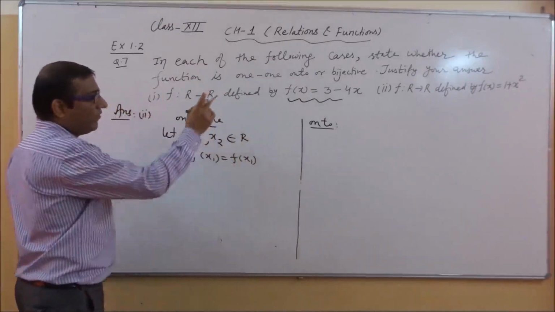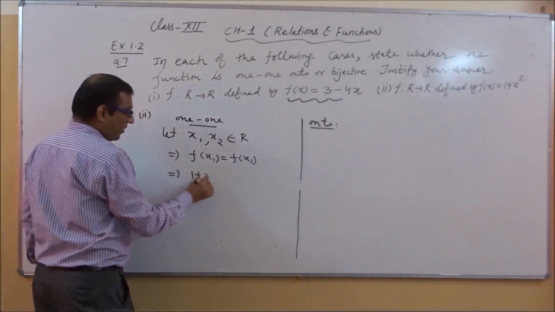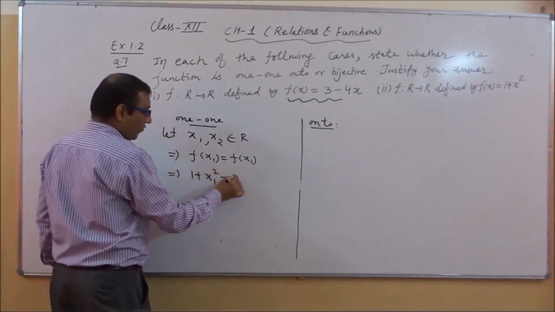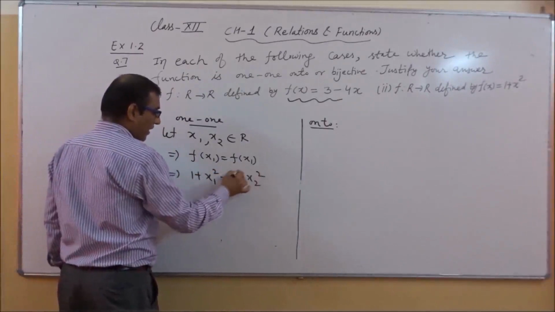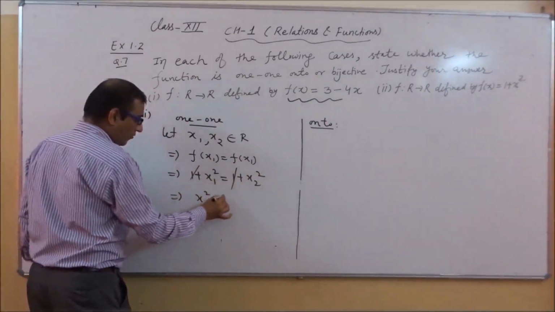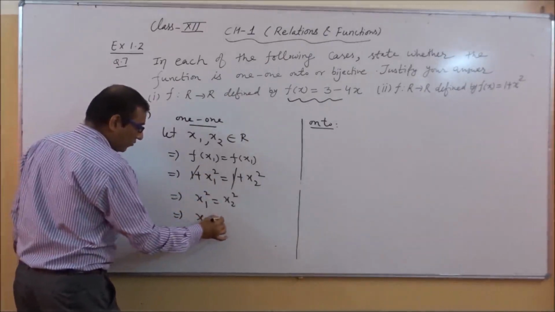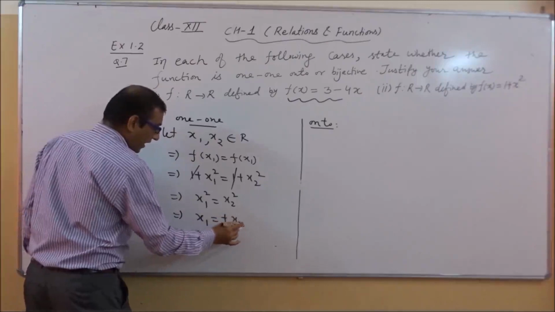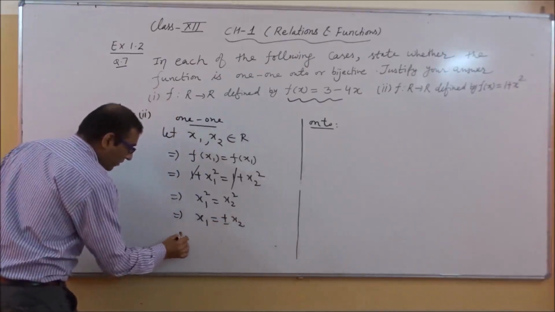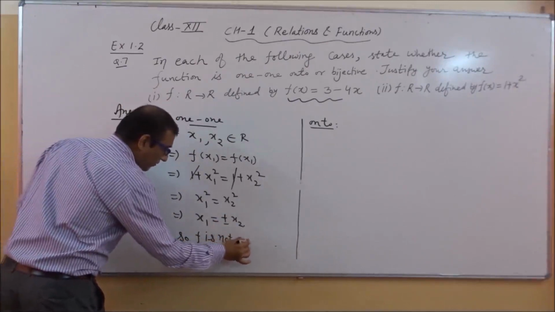So as per the given function, what is the value of f(x1)? This is 1 + x1² = 1 + x2². The 1 and 1 both will cancel, and we will get x1² = x2², and it can be written as x1 = ± x2. So we can say f is not 1-1.